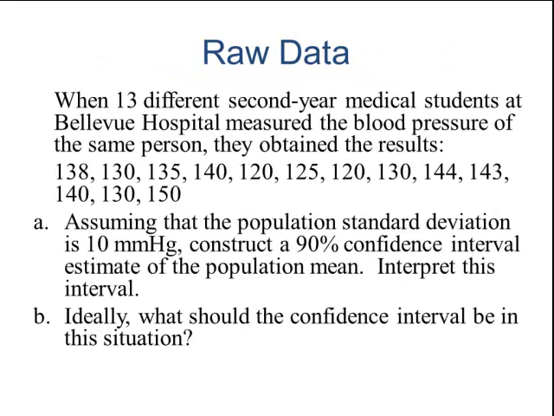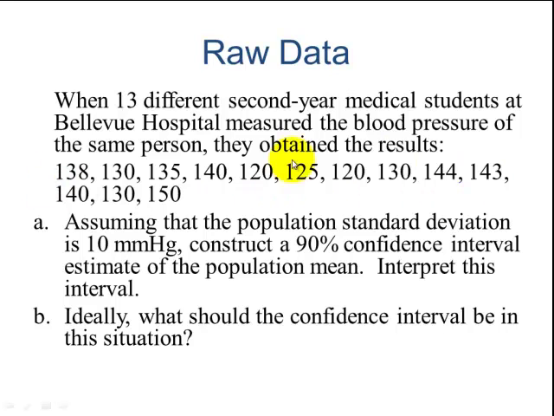When 13 second-year medical students at Belleville Hospital measured the blood pressure of the same person, they obtained these results. So here's our raw data: 138, 130, 135, and so on. Assuming that the population standard deviation is 10 mmHg, construct a 90% confidence interval estimate for the population mean. Interpret this interval. B, ideally, what should the confidence interval be in this situation?